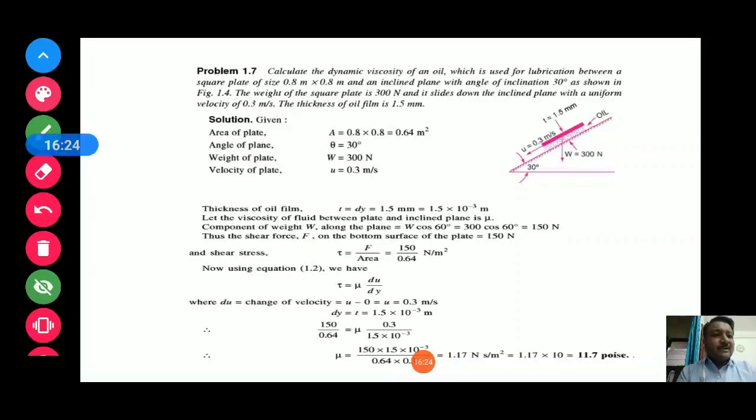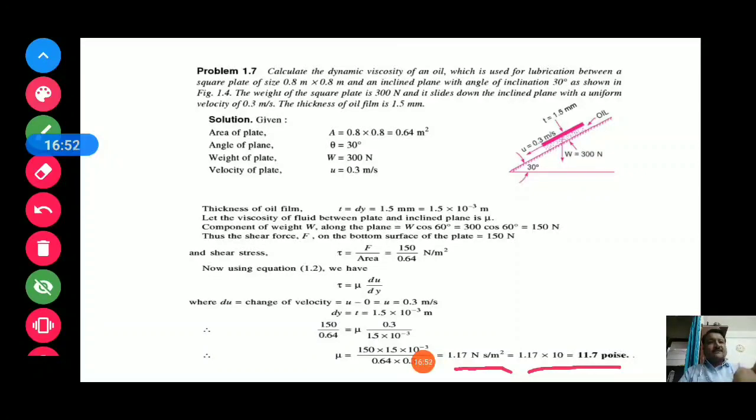So the value of mu is 1.17 Newton second per meter square, and that is in terms of poise multiplied by 10 so as to convert it into poise. So 1.17 into 10, that is 11.7 poise.